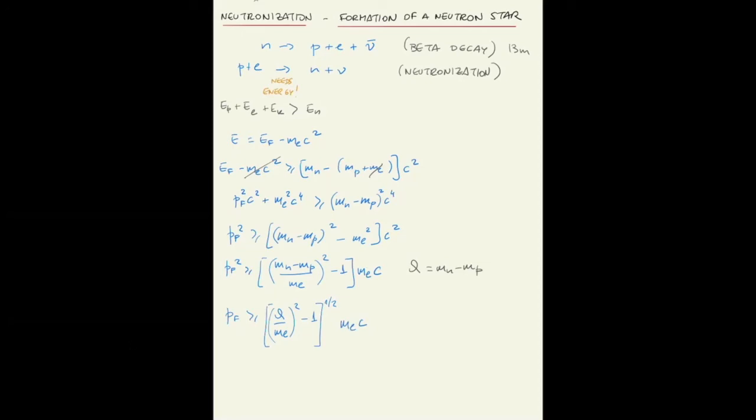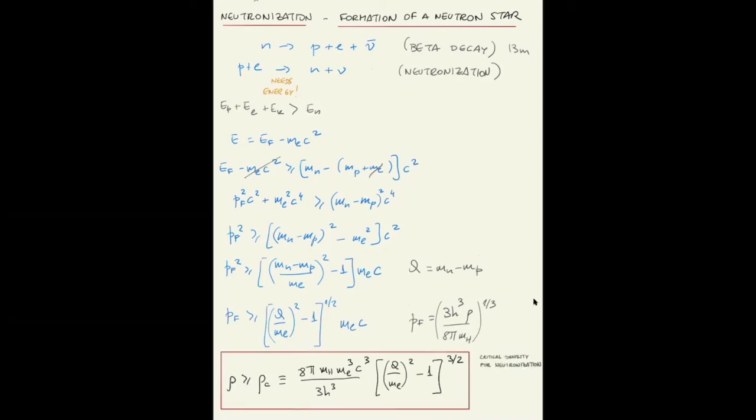So you can equate this now to the definition of the Fermi momentum. And then if you solve for the density, you have a condition in terms of the density. That means that the density must be bigger than a critical density. So this is the critical density for neutronization. You can see all the variables in these equations are constant. So this is a numerical value. The value of this critical density is about 1.2 times 10 to the 7 grams per cubic centimeter. When this density is exceeded, neutronization occurs.